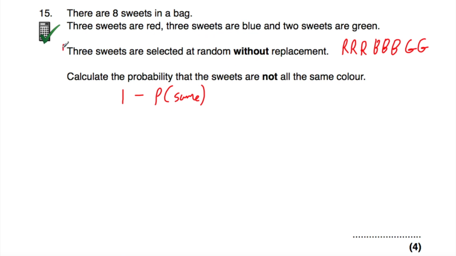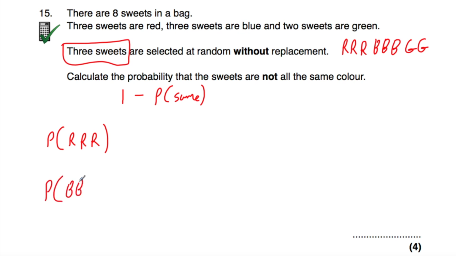Now 3 sweets have been taken out of the bag. So it wouldn't be possible to take 3 green sweets out of the bag, because there are only 2 green sweets in the bag. So there are only 2 possible options that would work for them being the same colour. We are going to find the probability of a red, red, red, and also the probability of a blue, blue, blue. When we add them together, that will tell us the probability that the sweets are the same colour. And then if we do 1 take away that answer, that will be the probability that they're not all the same colour. So let's work these out.